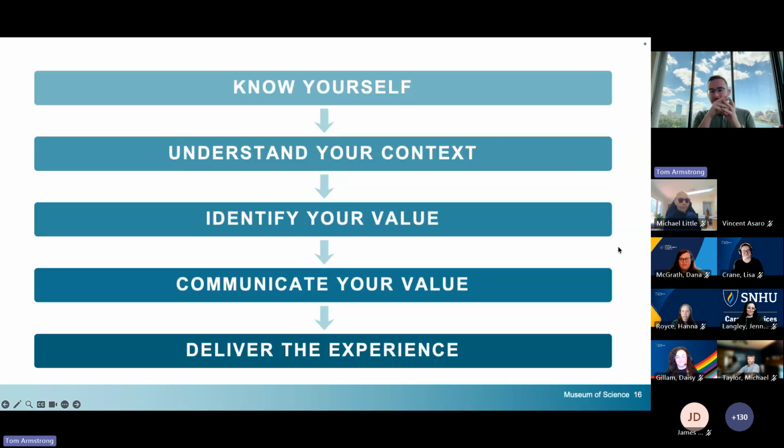At the end of the day, what do you take away from this? And again, I blasted through this information because I'm not going to sit here and build your brand for you. Your brand is you. You need to know yourself. Who am I? Then where do I fit in? What is that context? What do I bring by identifying your value? And then how do I tell my story with communicating your value? Lastly, you want to just deliver that experience.